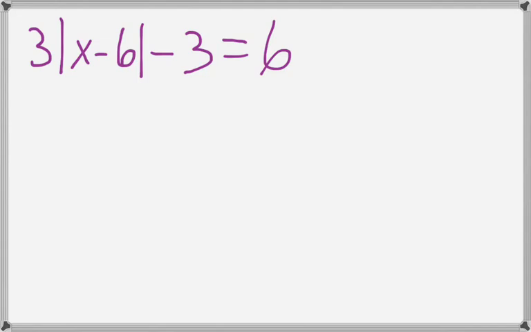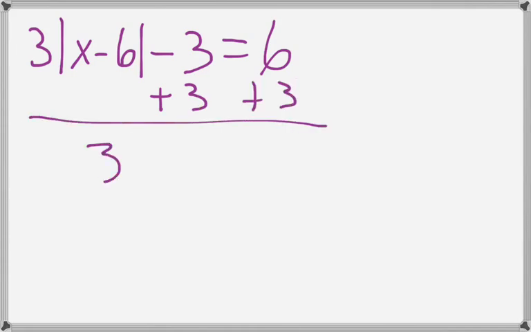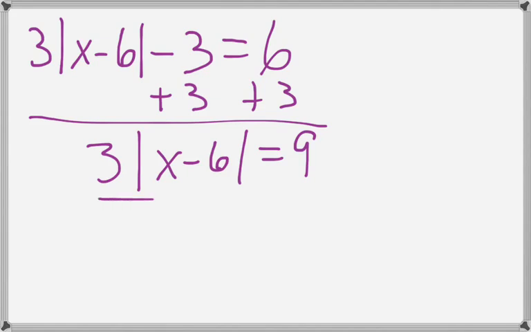We can't take the entire left side of this equation and set it equal to 6 and negative 6 because the entire thing is not in the absolute value. So first thing we have to do is add 3 to each side. And then since it's 3 times the absolute value of x minus 6, we need to divide both sides by 3.